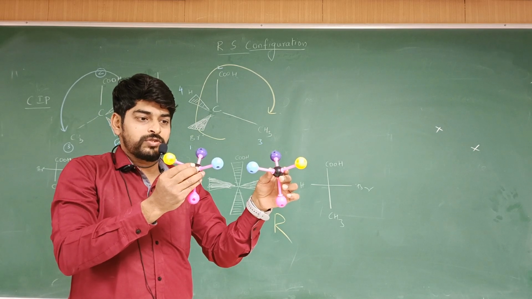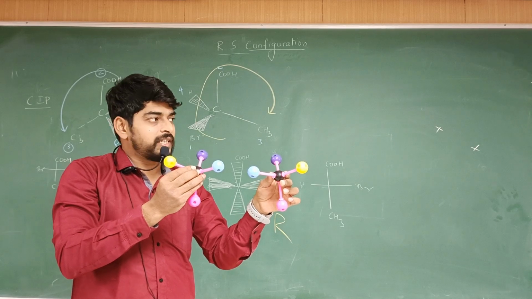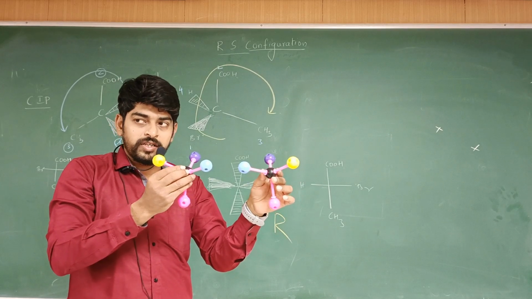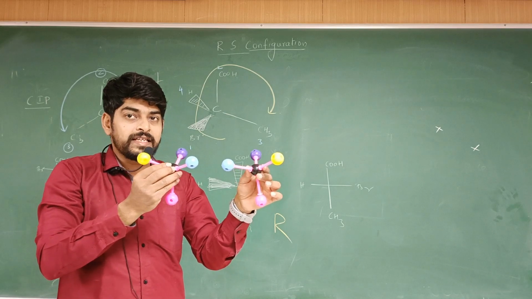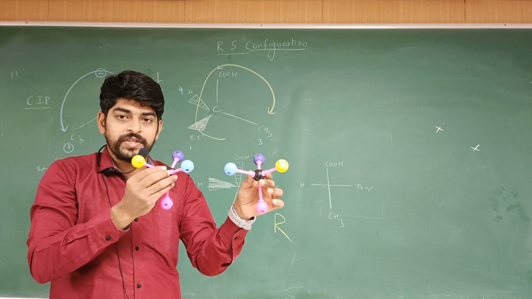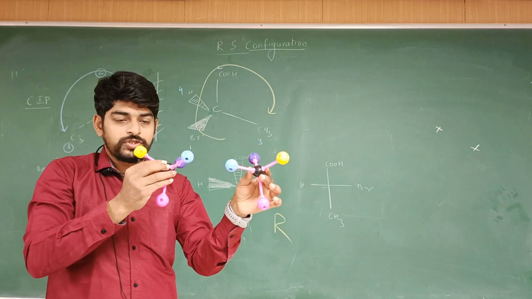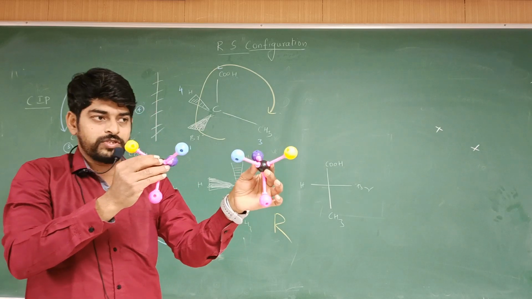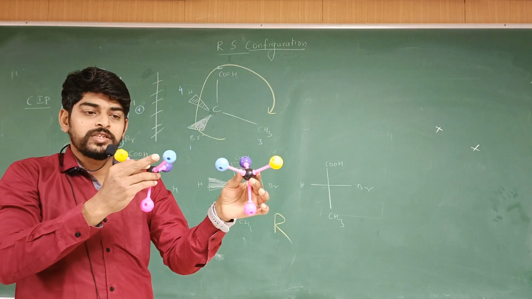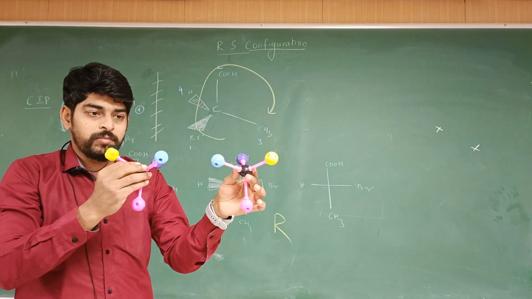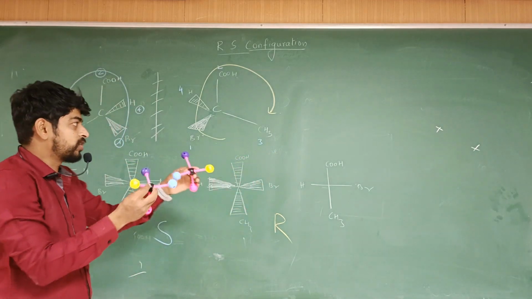Now in this rotation, I have assigned priorities already to the groups. In the priorities to the groups, I want the least priority group to be directed away from you. Right now what group is directed away from you? COOH group is directed away from you. Can you see it? But I want this, which is hydrogen, to be directed away from you. So what am I going to do for that? I am going to change the orientation.